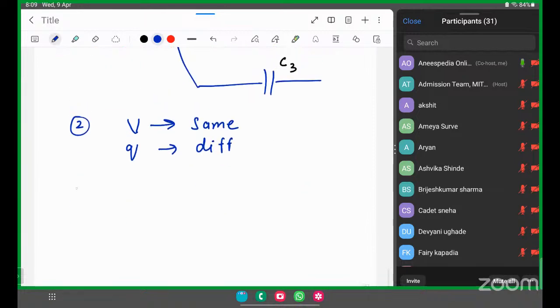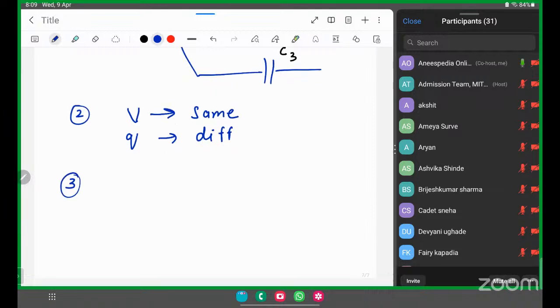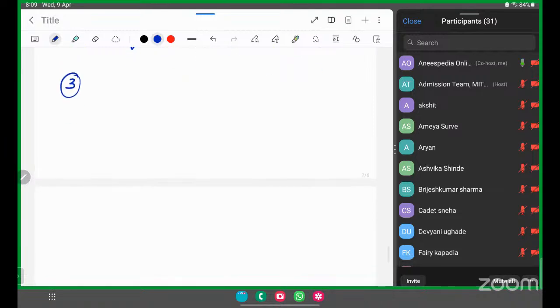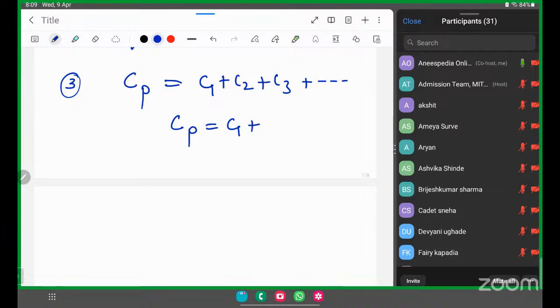Third point, if you want to have net capacitance or resultant capacitance, in this case, this will be given by C parallel, which will be equals to C1 plus C2 plus C3 plus so on. And in case of two capacitors, we will have Cp is equals to C1 plus C2.